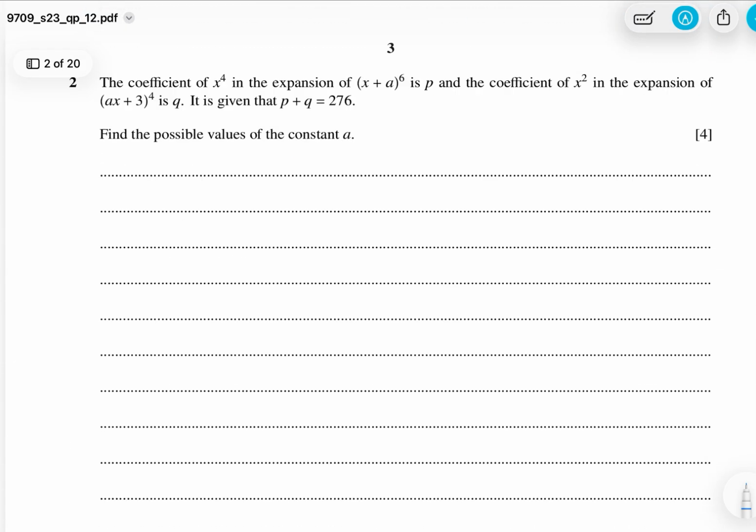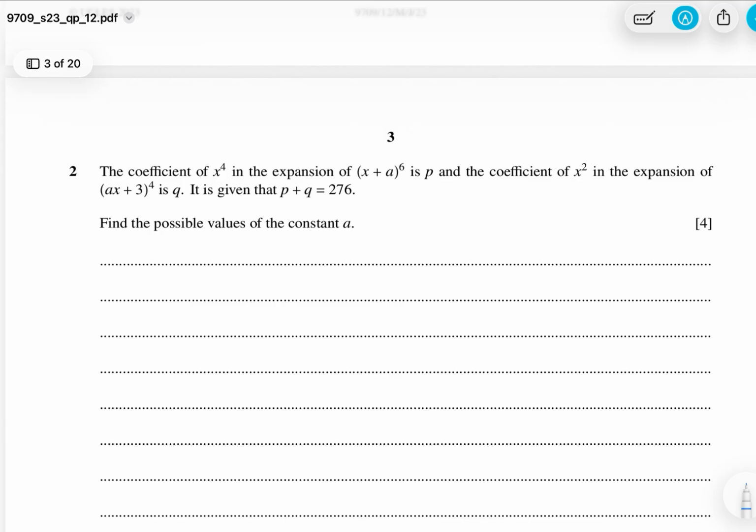Let us move on to the next question now. This one, look at this one. For this question, the coefficient of x in the expansion of this is p, and the coefficient of x square in the expansion of this is q. We know that p plus q equals this. Find the possible value of this. To find the possible value, we will expand it.